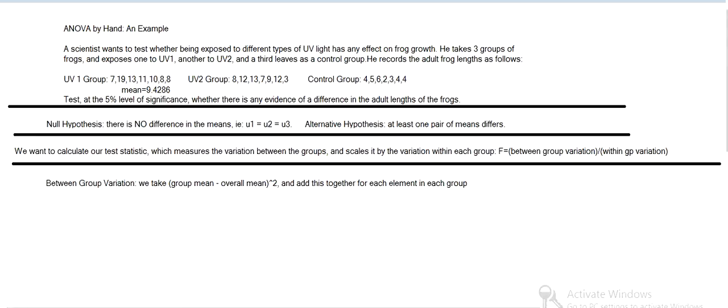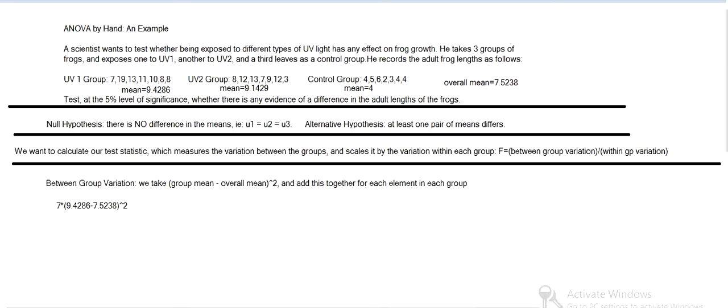To get the means, I did that already. For the first group it's 9.4286. The second group mean is 9.1429. The third group mean is 4. So just the standard mean. And then the overall mean for all the 21 frogs is 7.5238.